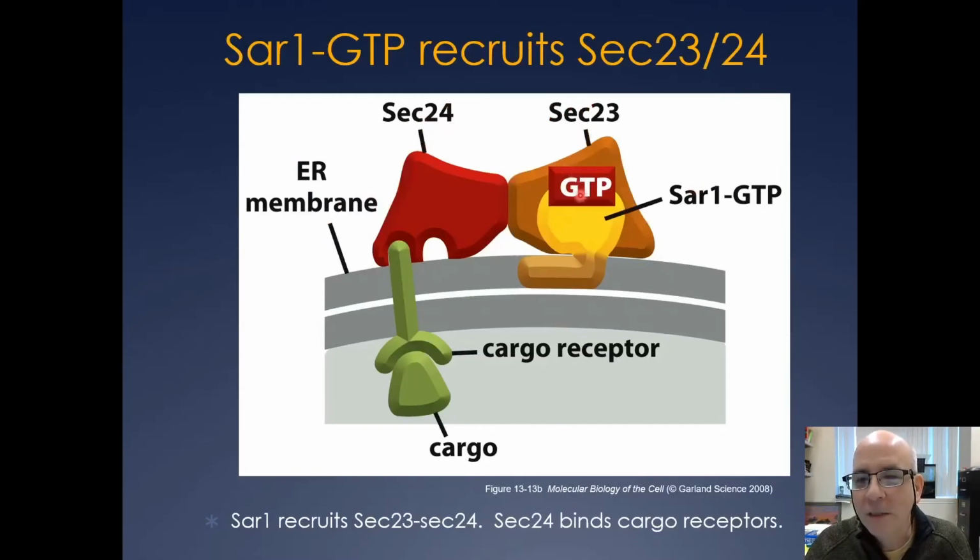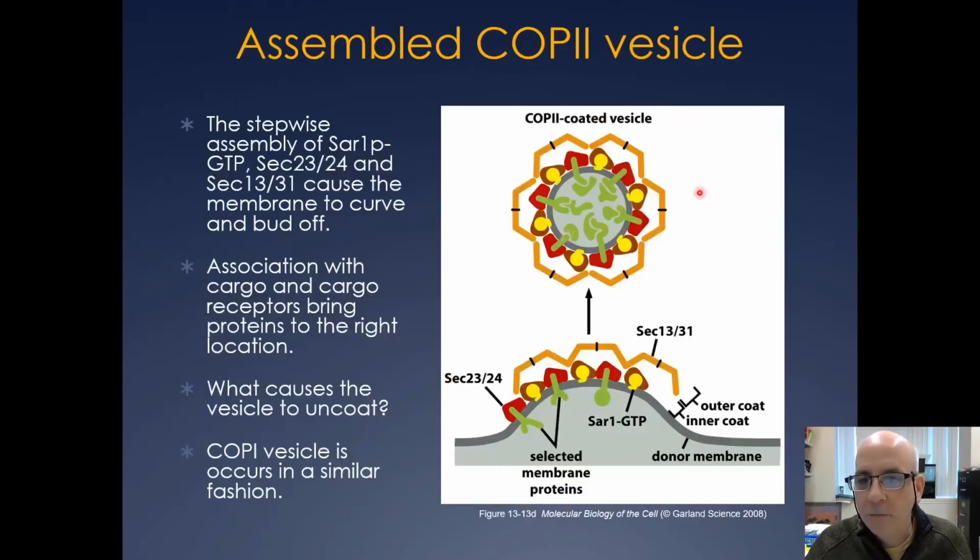So once the vesicle is formed, the GAP, I mean the GTPase activating protein, Sec23, causes hydrolysis of the GTP to GDP, which causes the helix to get removed from the membrane, and the whole vesicle coat uncoats, right? It just falls off. Okay. One note, and it's not in your book, but COP1 vesicles basically form in a very similar fashion to this. They use a different set of proteins, but it's very analogous to this.